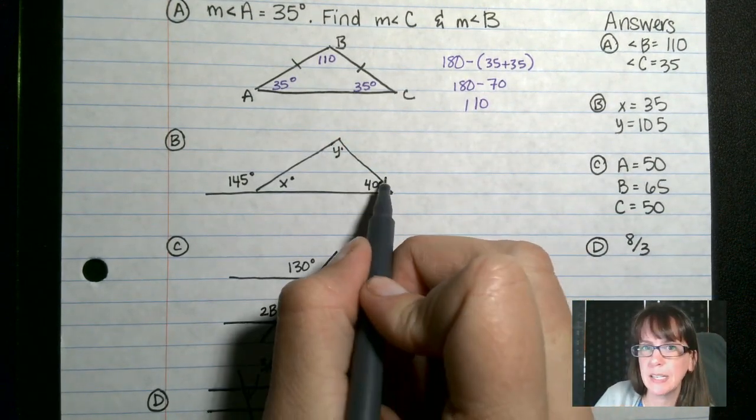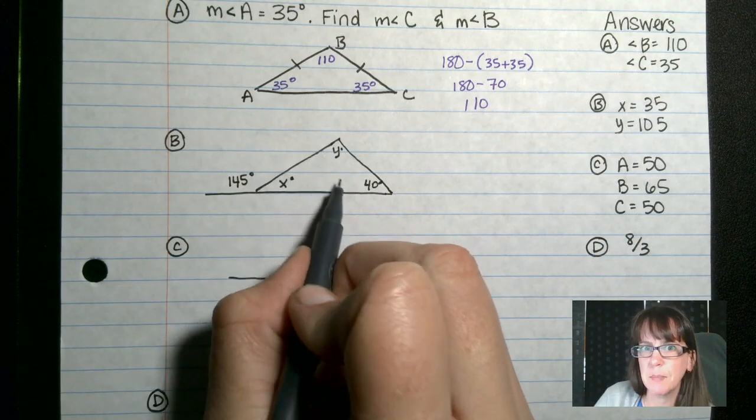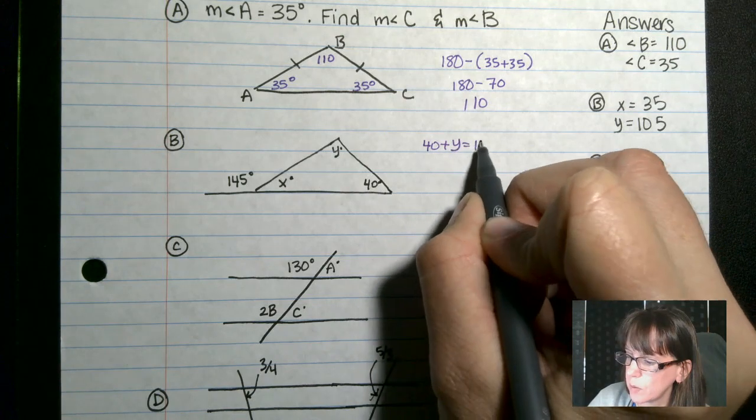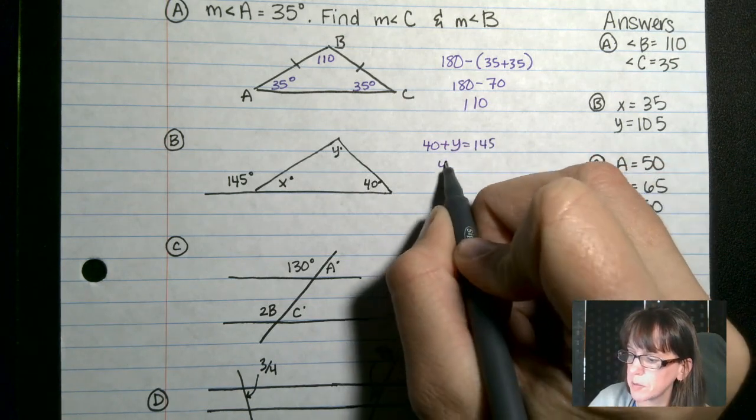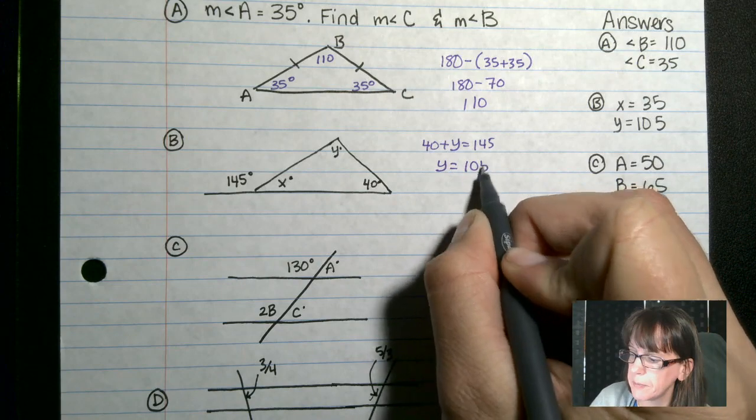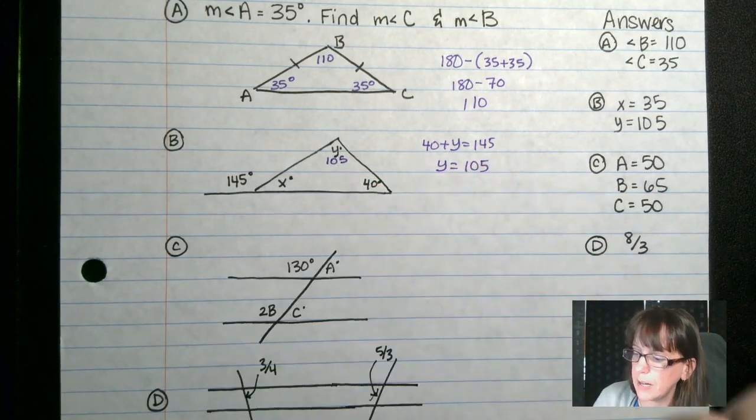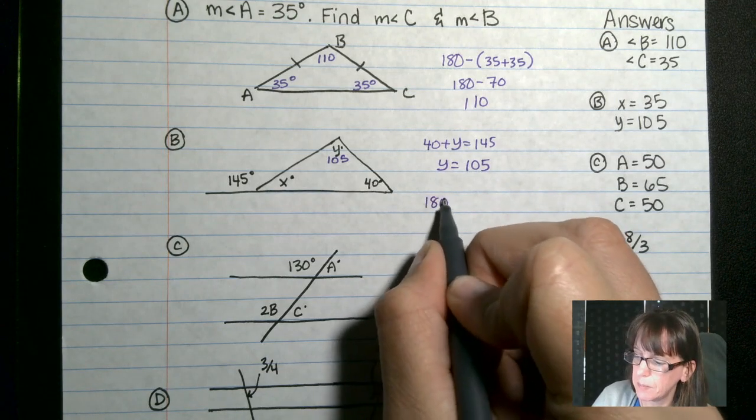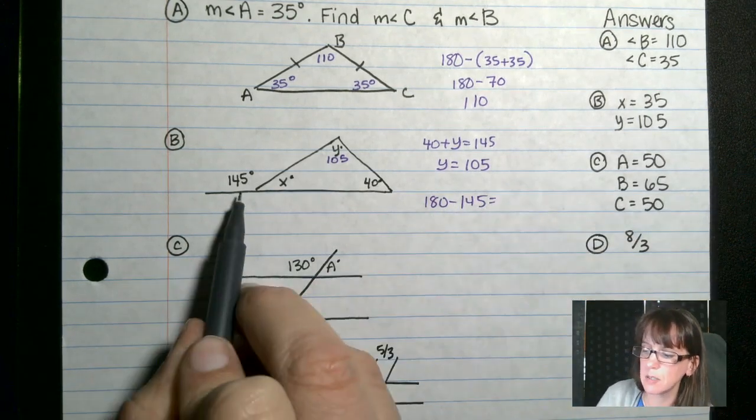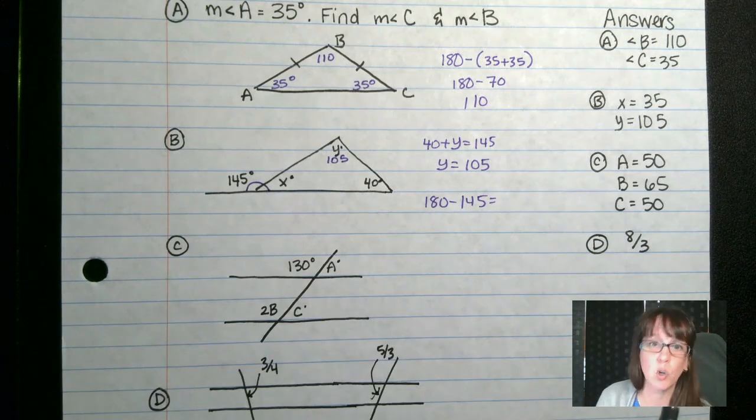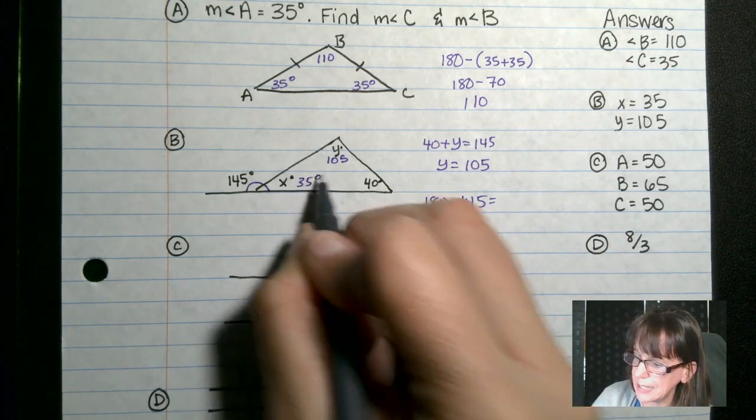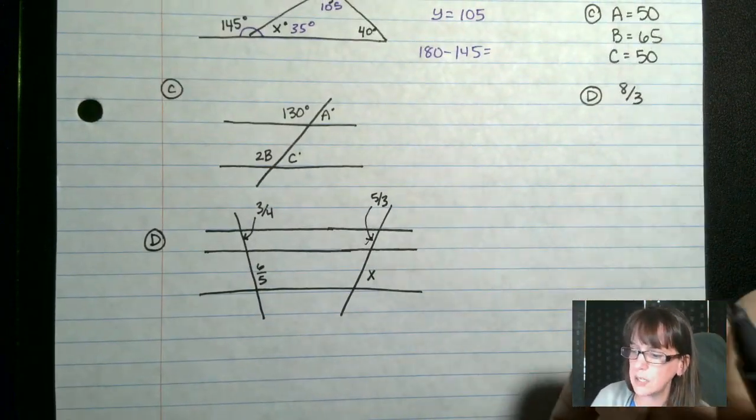Okay, now remember this outside angle here is the same as the sum of these two. So 40 plus y equals 145, minus 40 from both sides. We get y equals 105. So this guy is 105. Now, 105, 145, we take 180 minus 145. You can also do it because this makes a half circle, and a half circle or a straight angle is 180 degrees. So what would that be? That would give us 35 degrees right here.